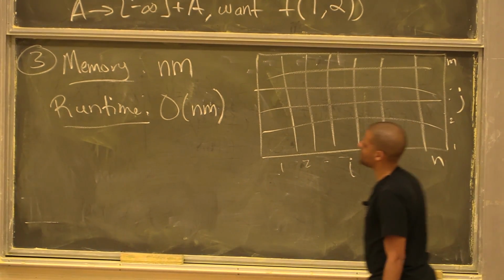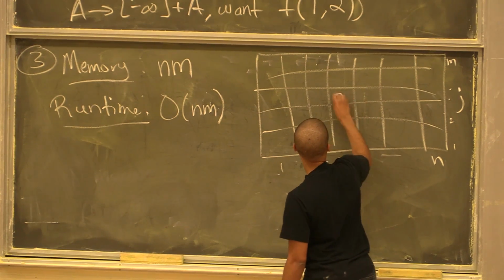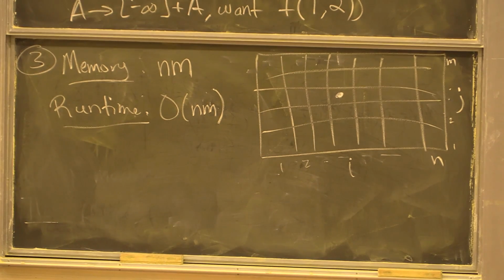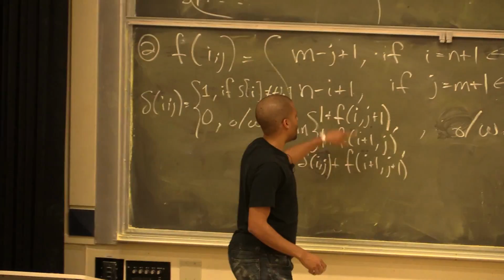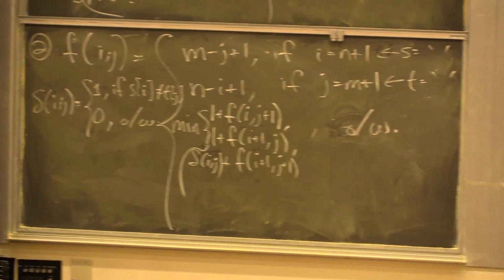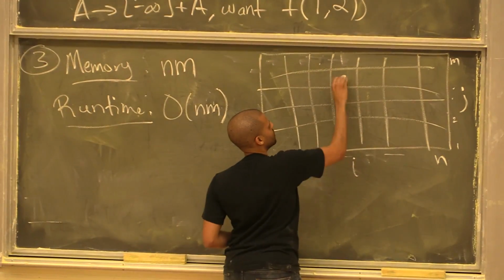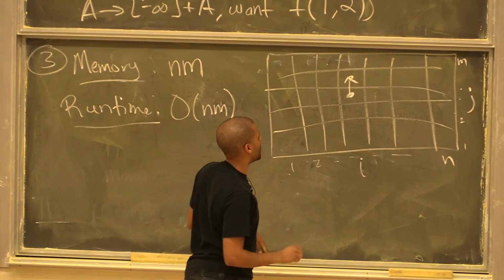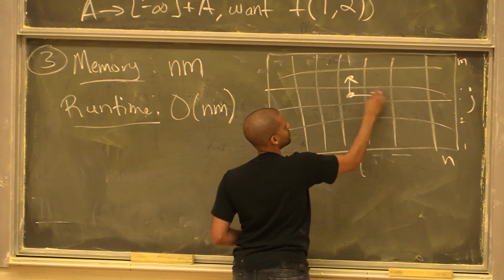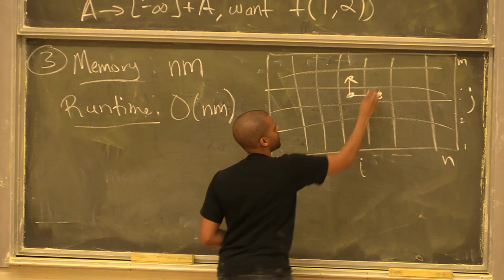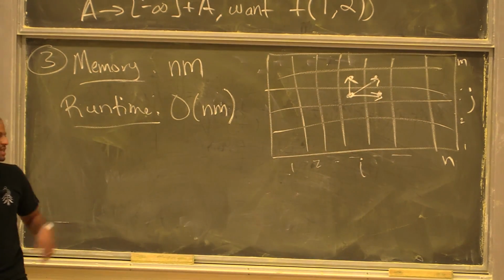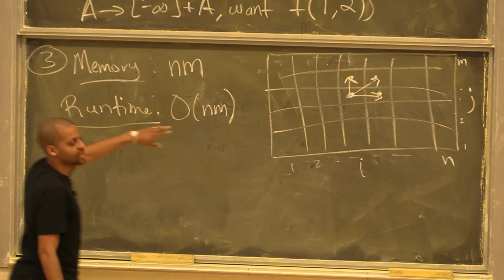What did we just say? We said that some entry ij depends on ij plus 1, i plus 1 j, and i plus 1 j plus 1. So ij depends on ij plus 1. It also depends on i plus 1 j. It also depends on i plus 1 j plus 1. Right? So basically, that's what the dependency looks like.